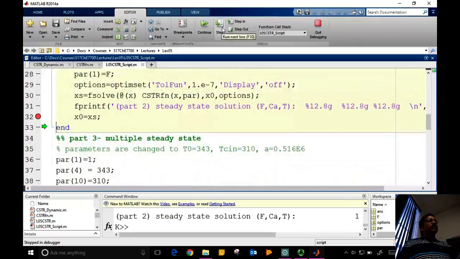I mean, the solution converges, and we take that flow rate and use it for the next. Right. So if I have a converged result for F equal to 1 and I want a solution for F equal to 2, I'm taking the previously converged result and giving it as an initial guess.